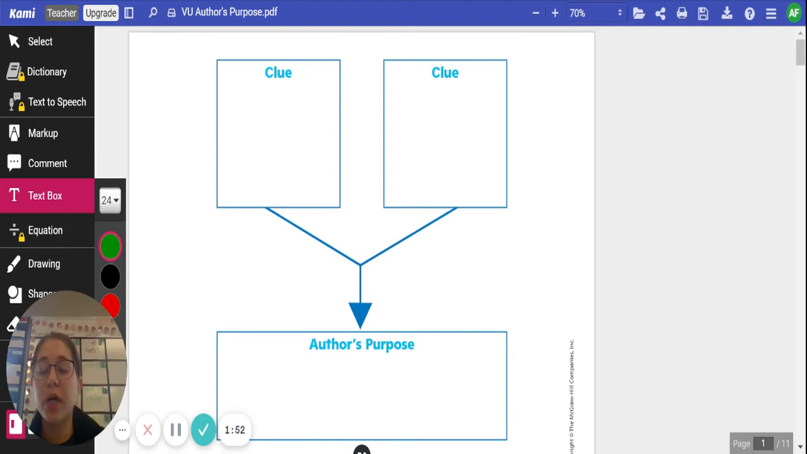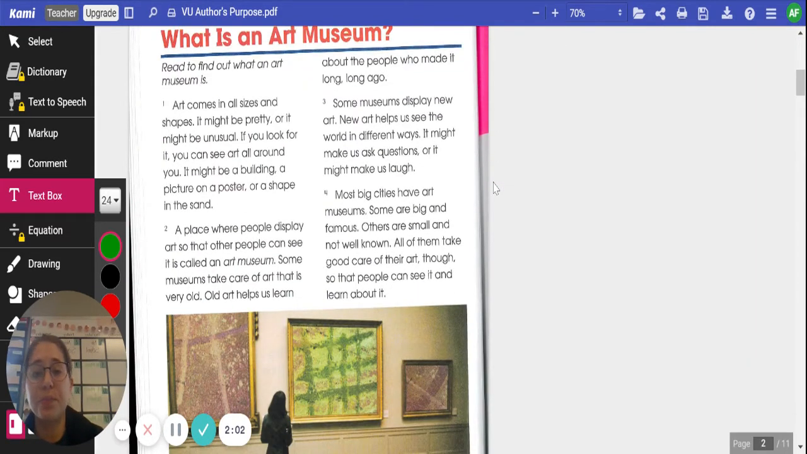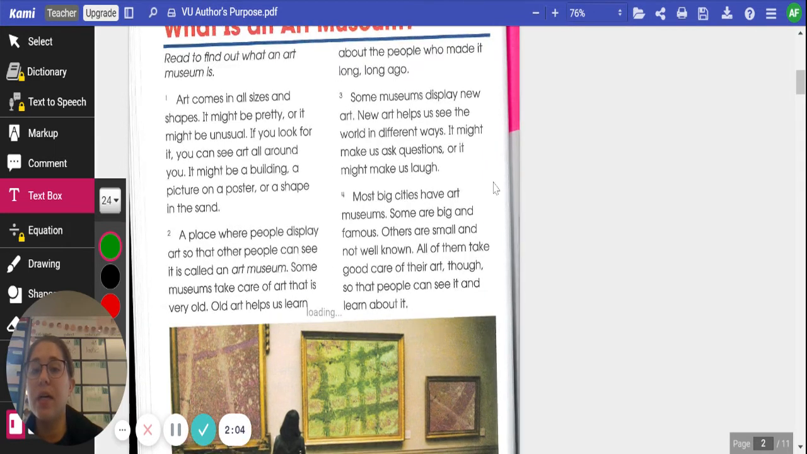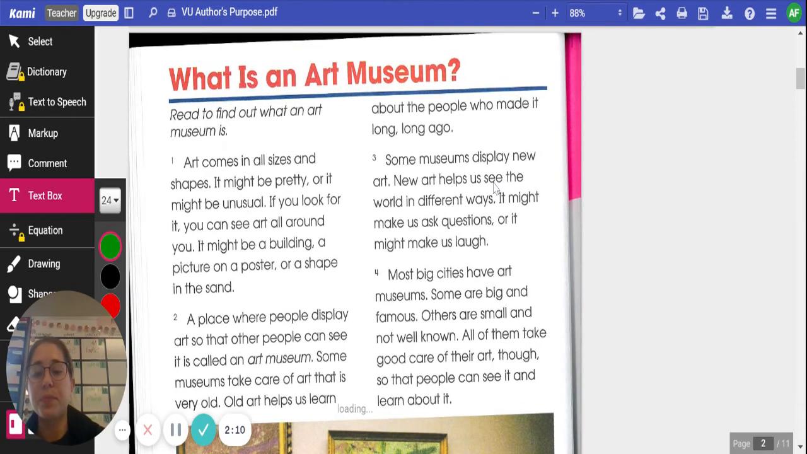All right, now that you have your graphic organizer written, we see we have two clues from our readings that will lead to helping us figure out the author's purpose, or why the author wrote it. We're going to do a text together, and then you're going to have some examples that we will go through as well. So our text today is called, What is an Art Museum? So our title gives a little bit of a hint for us, talking about an art museum. We're going to read to find out what an art museum is. Please follow along with your finger if you need to and read in your head as I read aloud.